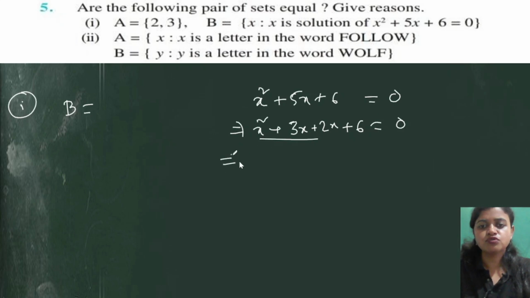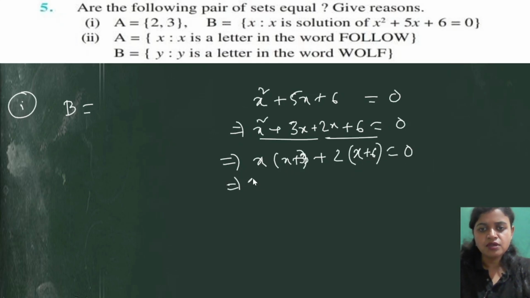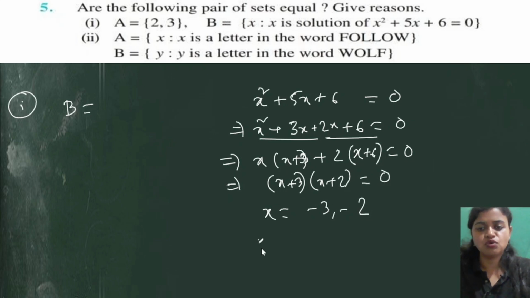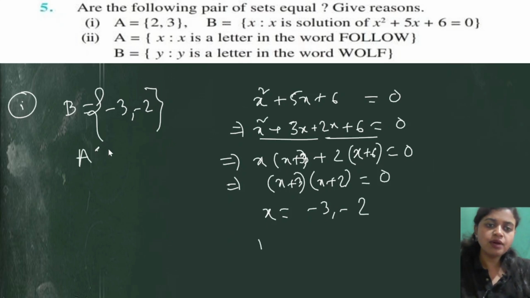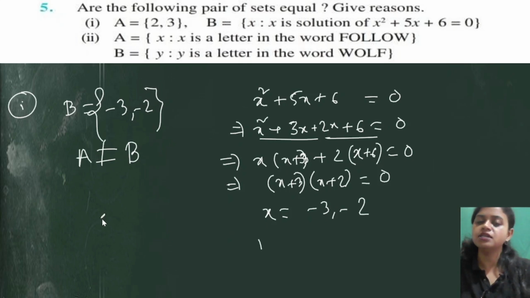From the first two terms we take common x, and from the other two we take common 2. So x plus 3 is common here, and x plus 2 equals 0. So the value of x is minus 3 and minus 2. The elements of B are minus 3 and minus 2, but the elements of A are positive 2 and 3. That's why A is not equal to B here.